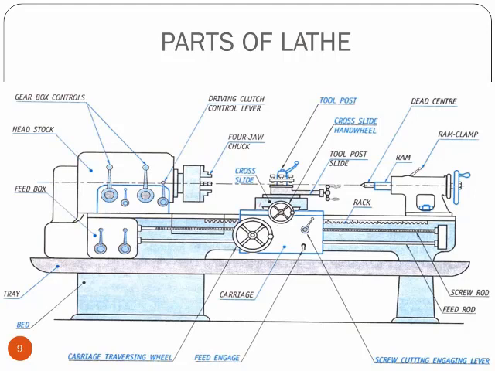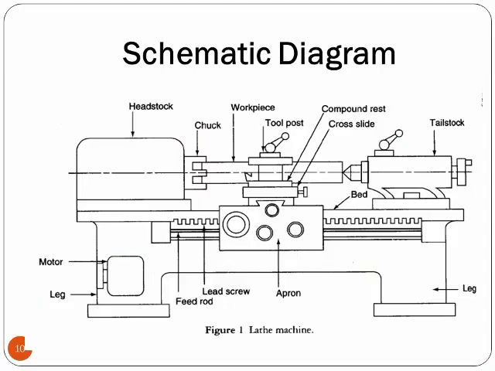So this is a neat schematic diagram of a lathe. Here it is shown in a much simpler way. This is also a schematic diagram of the lathe, which is shown in a much simpler way. Here also you can see all the parts of the lathe. In addition to that, we also have a workpiece here in between the headstock and the tailstock, which is held in the chuck and supported in the dead center. And we have all the other parts also clearly labeled.